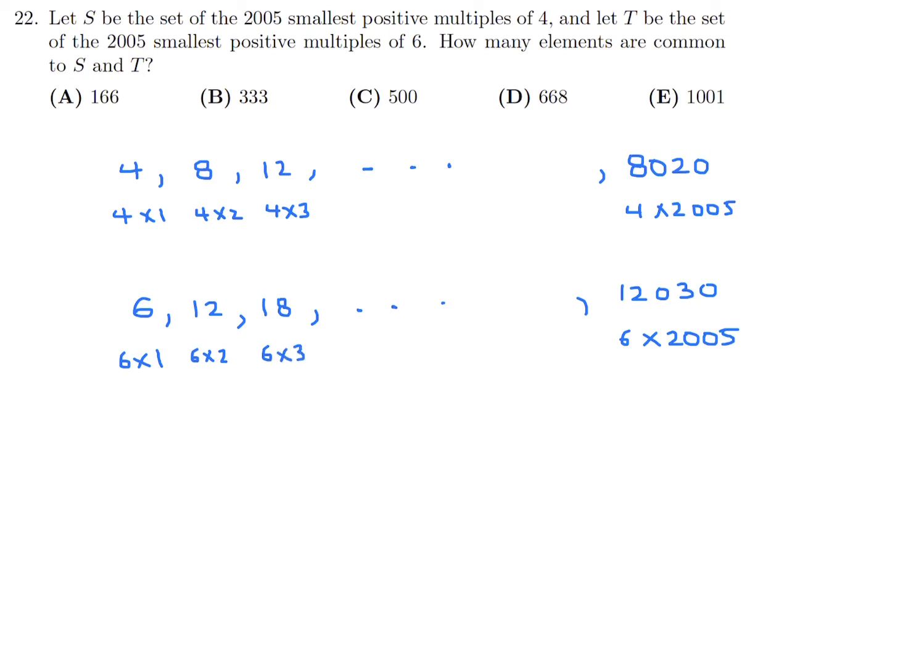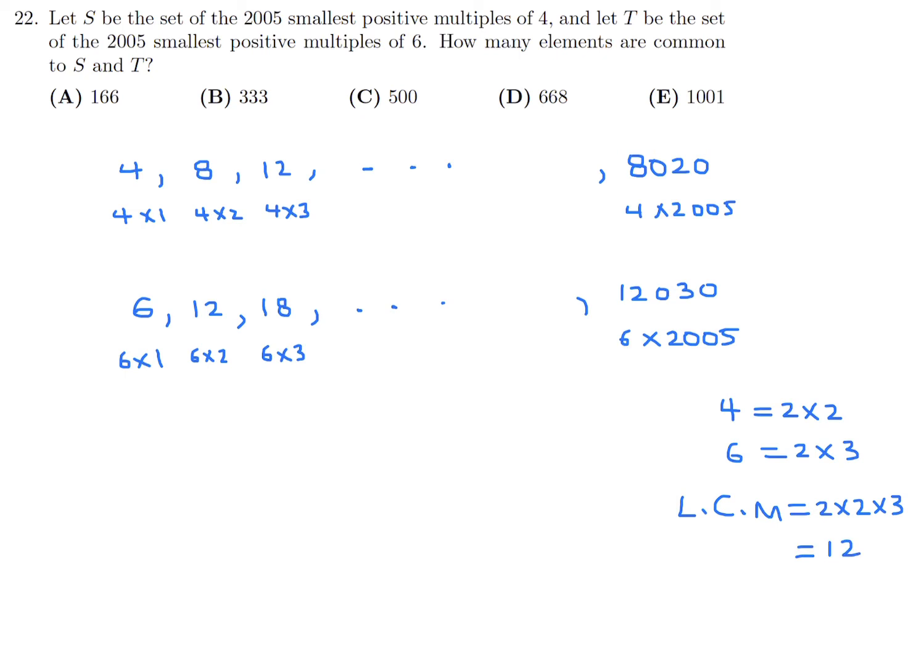Now, what elements are common? Well, first and foremost, what is 4? 4 is basically 2 times 2, correct? And then what is 6? It's 2 times 3. So what is the least common multiple for 4 and 6, LCM? Well, 2 has to be used at least twice, because that's the maximum. And 3 has to be used at least once, because that's the maximum number of times. So 2 times 2 times 3 is 12. The least common multiple is 12.